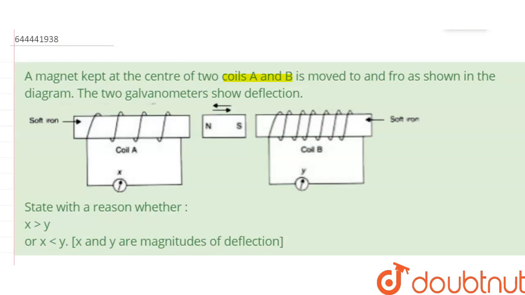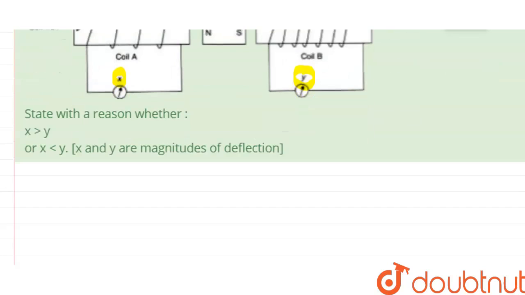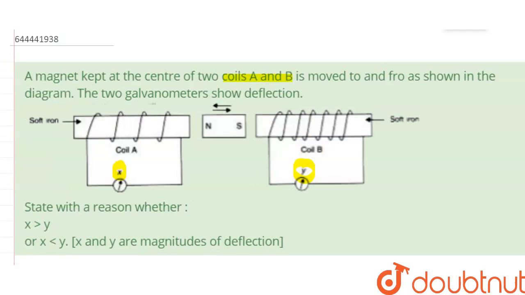As you can see in this diagram, there is a magnet having poles N and S moving to and fro between these two coils, coil A and coil B, and both coils are connected to a galvanometer. One galvanometer is showing deflection x and the second galvanometer is showing deflection y. Basically, x and y are the magnitude of current that is flowing in these circuits, that is the induced current.